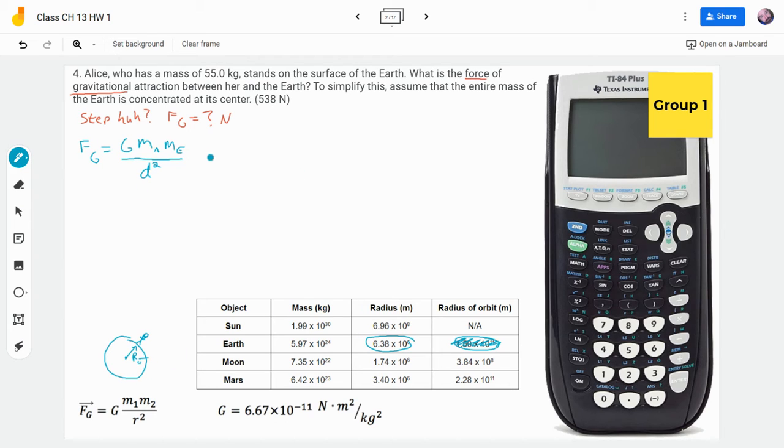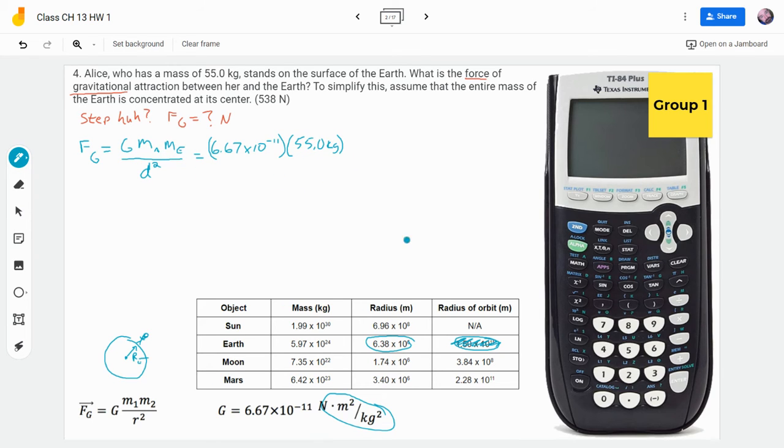So here we go. F sub G is equal to big G. We have a number for that: 6.67 times 10 to the minus 11th. And then it's got units, but I'm going to be lazy and leave off these units because these units are annoying. The mass of Alice, 55 kilograms. Those units aren't so bad, so I'll include those.